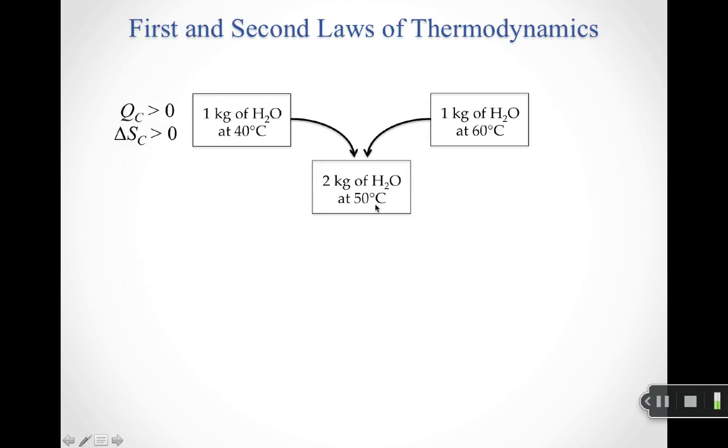So let's come back to our example. So here's our 1 kilogram of cold water, 1 kilogram of hot water. We're going to combine them. We're going to end up with 2 kilograms of water at 50 degrees Celsius.